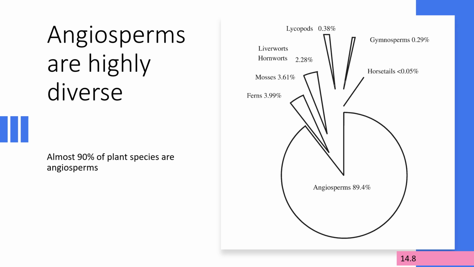Here is a pie chart of the number of species for all the major plant groups. You can see that together, the groups we talked about before angiosperms, the bryophytes, ferns, and gymnosperms, only make up less than 10% of all plant species. Almost 90% of plant species are angiosperms.